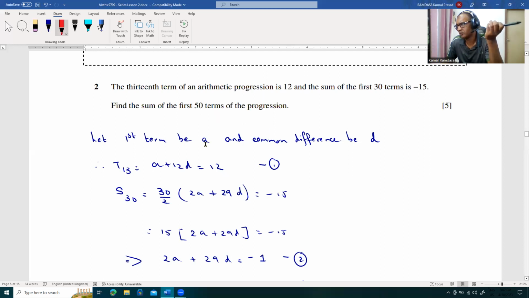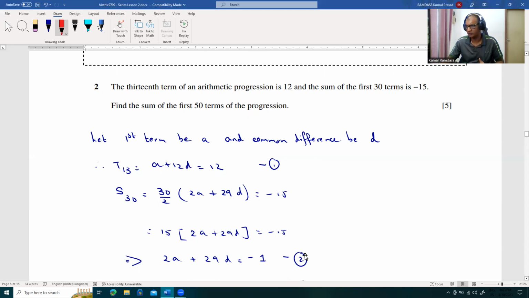Arithmetic progression: let the first term be A and the common difference be D. The 13th term is A plus (13 minus 1)D, that is A plus 12D, equal to 12. And the sum of the first 30 terms is 30 over 2 multiplied by (2A plus (30 minus 1) into D), using the formula for the sum, equal to minus 15. So 15 multiplied by (2A plus 29D) is equal to minus 15. That means 2A plus 29D is equal to minus 1.